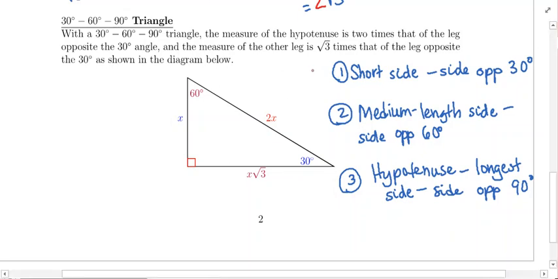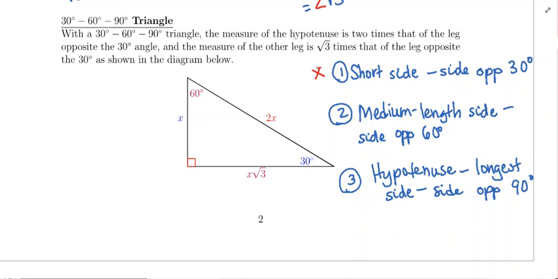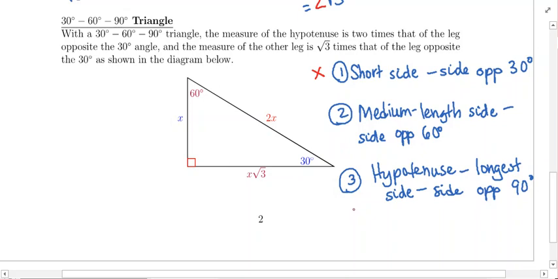The short side, however long that is, say it's x, is what you're going to need to get the lengths of the other two sides. Once you have identified the length of the short side, then it's really easy to get the length of the hypotenuse. The hypotenuse is going to be double that. So you're going to do 2 times x, or 2 times the short side. That's going to give you the length of the hypotenuse.